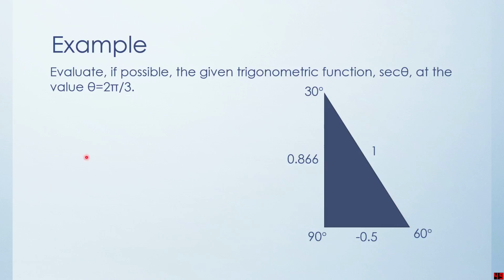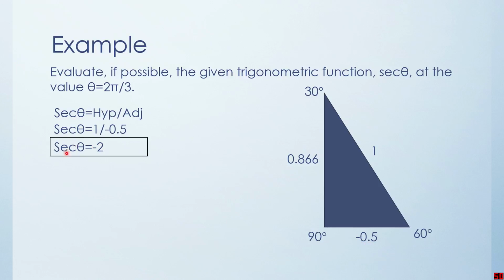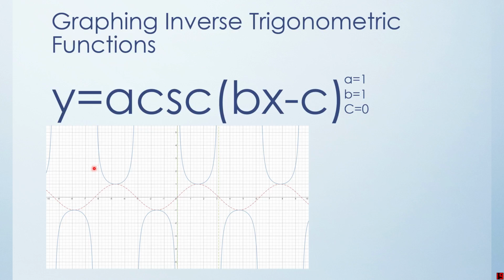So getting rid of that unit circle and having a little bit more space on here, the secant is equal to hypotenuse over adjacent, if you forgot. So the hypotenuse is 1, and the adjacent side to this angle is -0.5. So our answer would be -2.